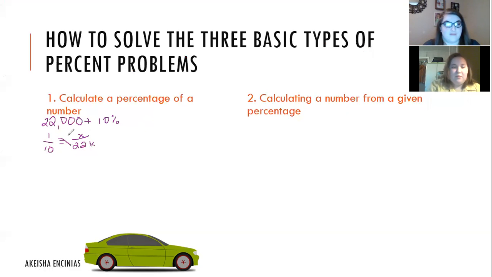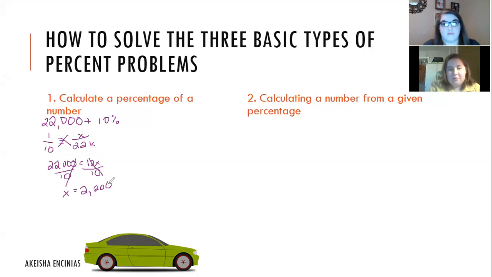So now we're going to cross multiply. You got 22,000 equal to 10x. Well, now we got to divide both sides by 10. 10 divided by 10 is 1. And 22,000 divided by 10 is, you mark out these zeros. So now you have 2,200 over 1. So the interest that you're going to pay them is 2,200.